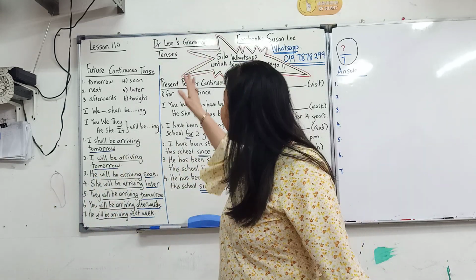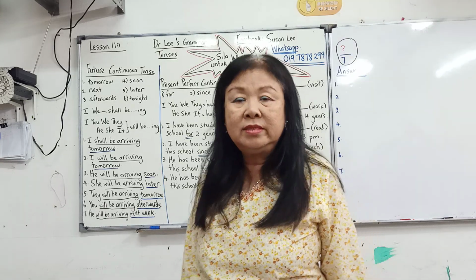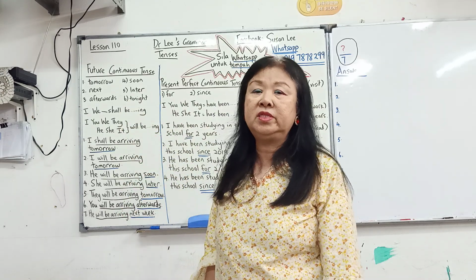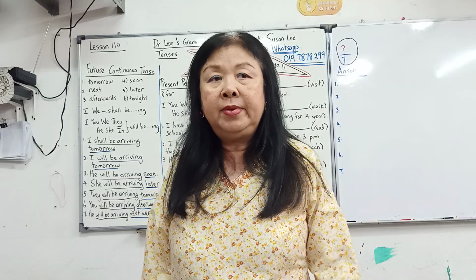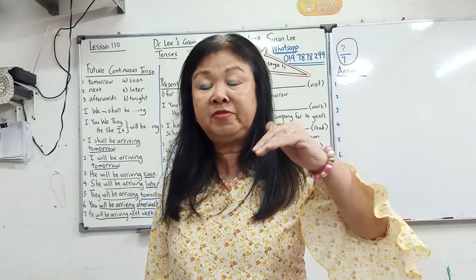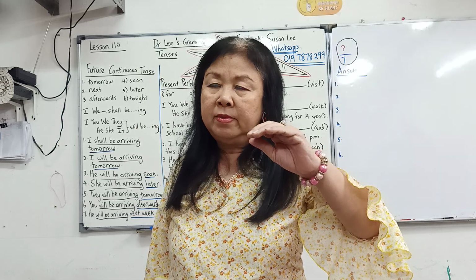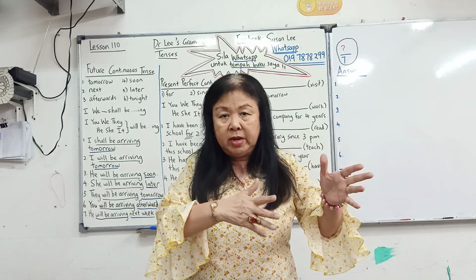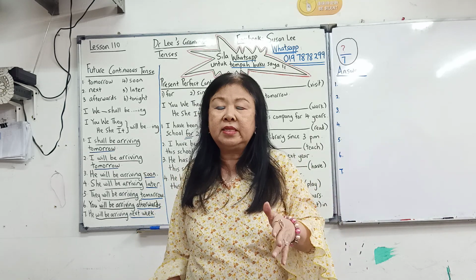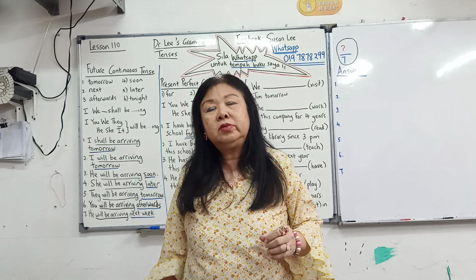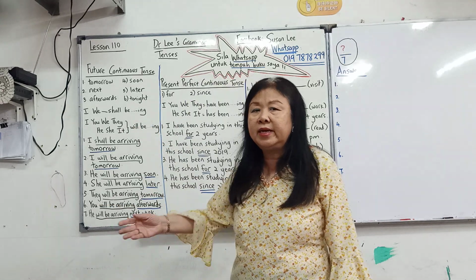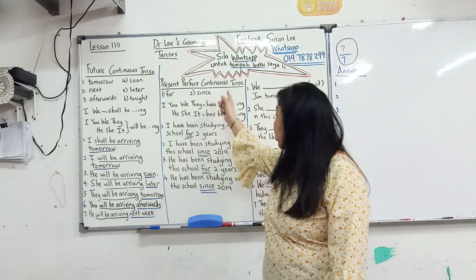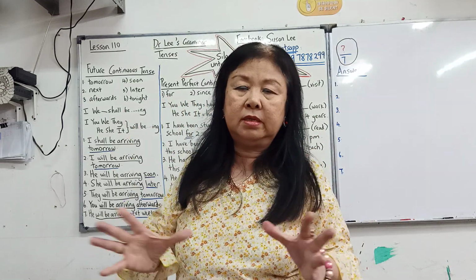Alright, this lesson I will do two tenses with you, which are the future continuous tense and the present perfect continuous tense, related to the lesson before. In the previous lesson I did the simple future tense. But the lesson before that, I could only do two: present continuous tense and past continuous tense. So that's why today I'm doing the future continuous tense, and in the past I did present perfect tense. So today I will just wrap up these few tenses.